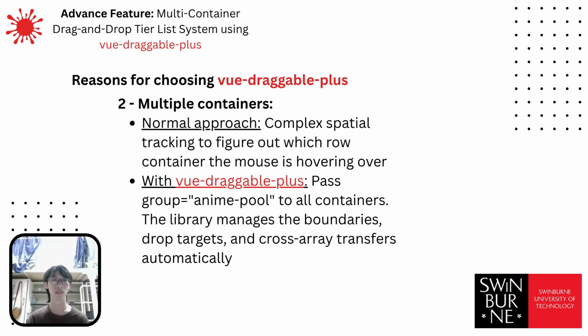Secondly, about handling multiple containers. With normal approaches, moving an item between 6 separate row targets requires writing complex spatial tracking to figure out which row container the mouse is hovering over while preventing dropping onto invalid targets. But if we use Vue Draggable, we group containers into a group. The library manages boundaries, drop targets, and cross-array transfers automatically behind the scenes.